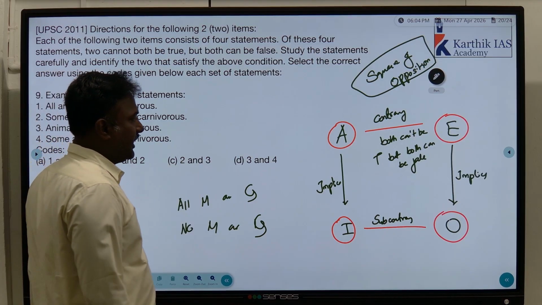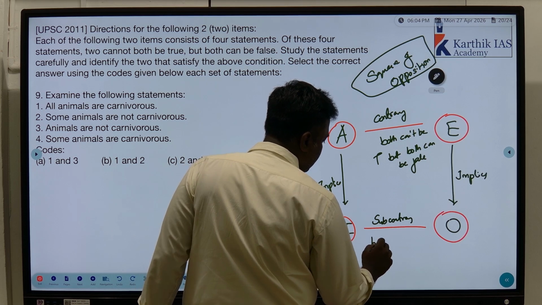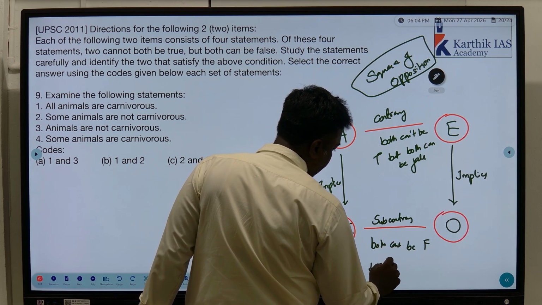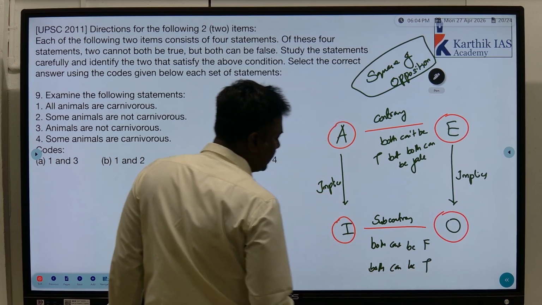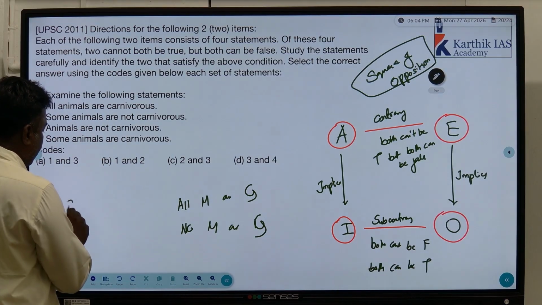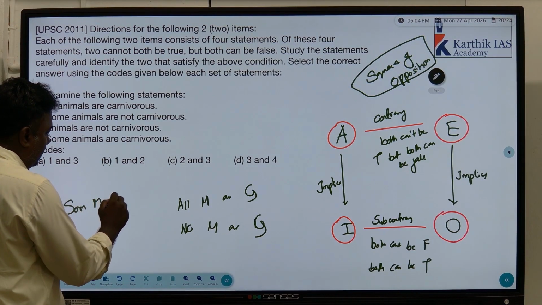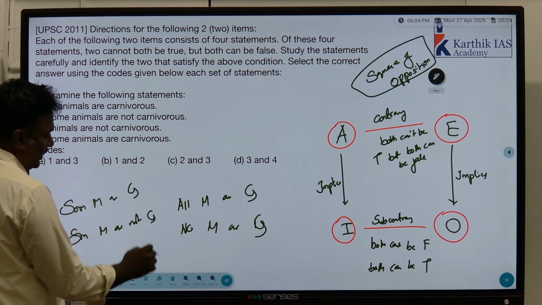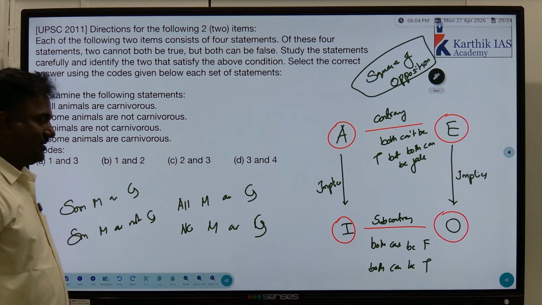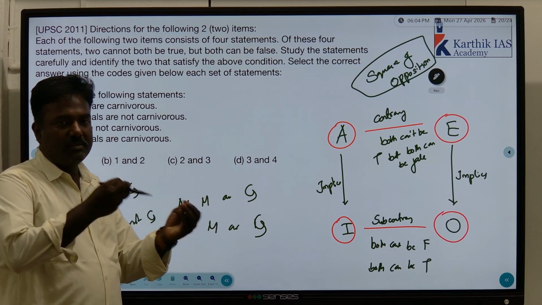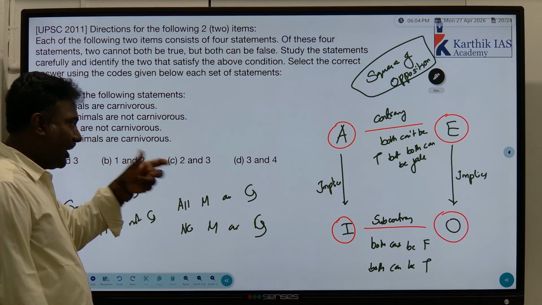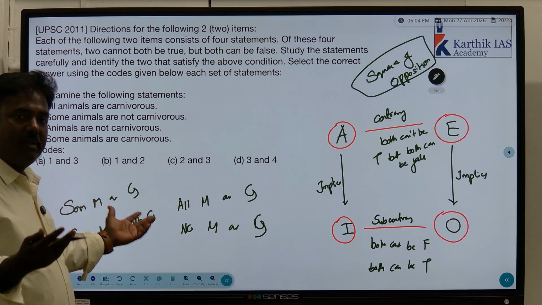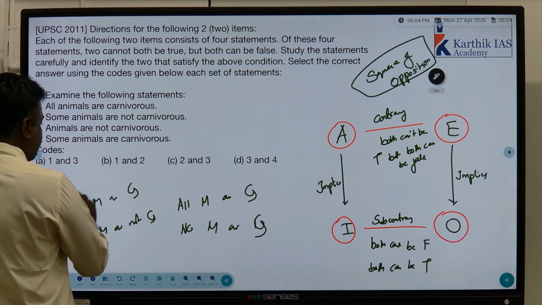Understand? But here, both cannot be false. Both can be true. That's what they're trying to say. Some men are good, some men are not good. Understand? Both can't be false. Either it should be good or not good, right? So they both can't be false, but both can be true. So that's the set of statements.